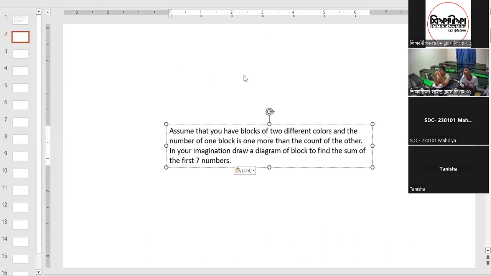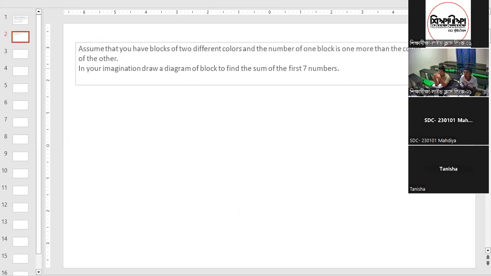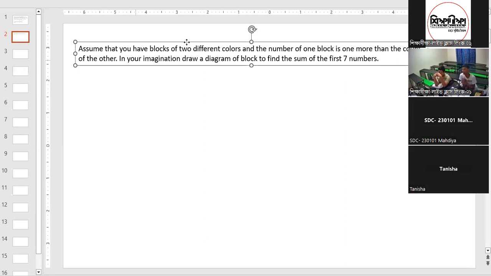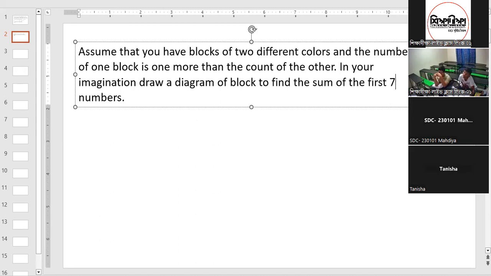The same process: you have some blocks, you are not asked to draw any diagram, you can draw it in your imagination, and find the sum of the first 18 numbers.